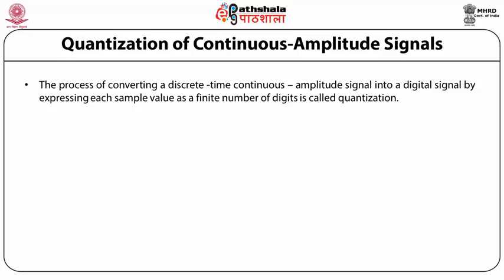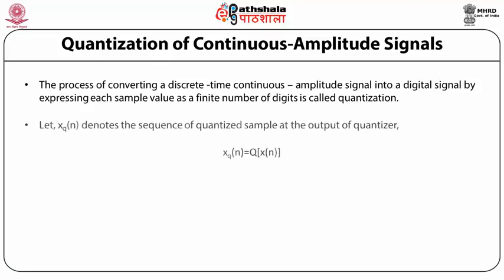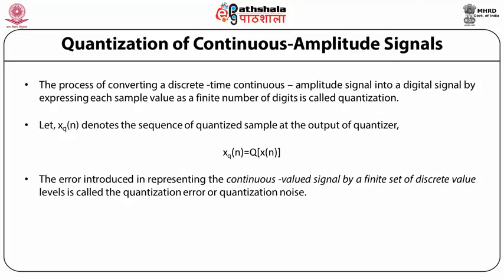The process of converting a discrete time continuous amplitude signal into a digital signal by expressing each sample as a finite number of digits is called quantization. Let xQ(n) denote the sequence of quantized samples at the output of the quantizer, that is xQ(n) equals Q of x(n). The error introduced in representing the continuous valued signal by a finite set of discrete value levels is called the quantization error or quantization noise.